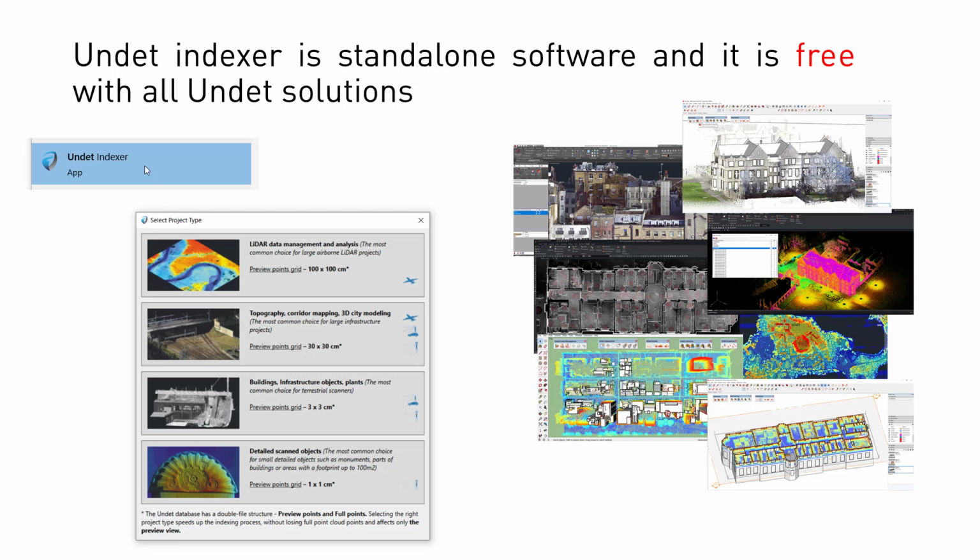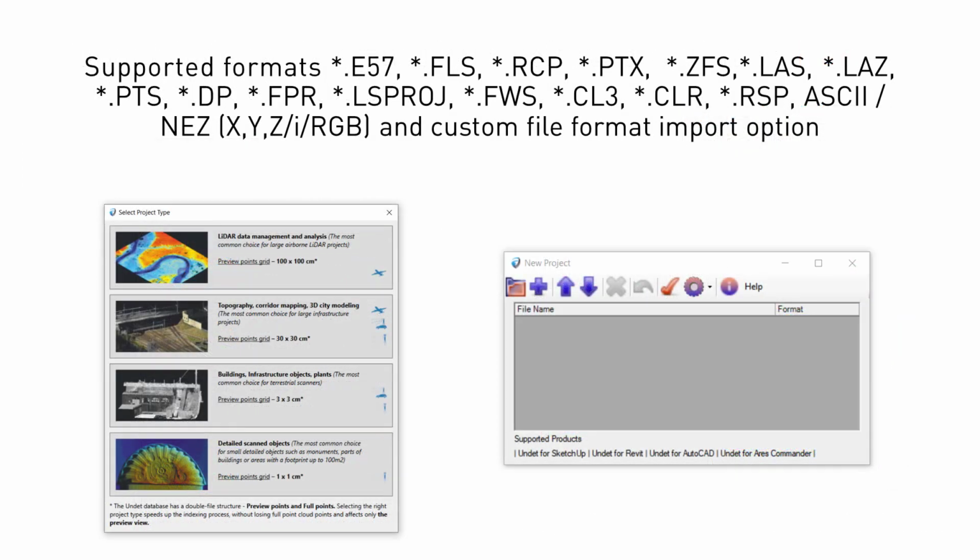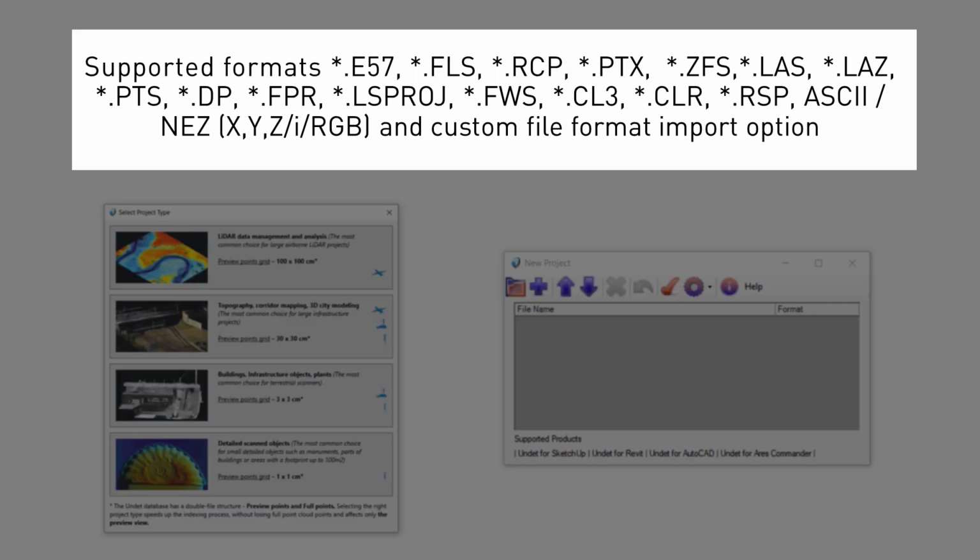Undet database structure is created to handle massive point clouds. The largest tested project was 2 terabytes of size. So, no worry regarding your file size. You can create Undet point cloud projects from a wide range of file formats: E57, FLS, PTX, and others.